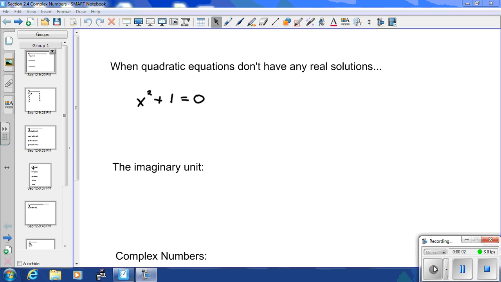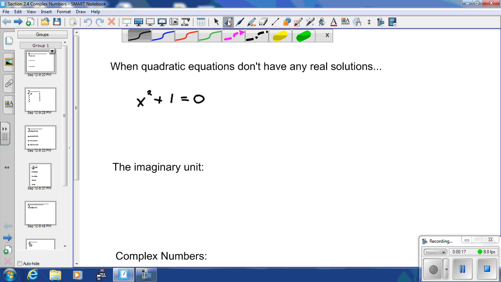This lesson's on complex numbers. This is the imaginary part of our algebra here. These are the problems that we're getting that have no real solutions. And to give a demonstration, I've got one of those equations here, x squared plus 1 equals 0.